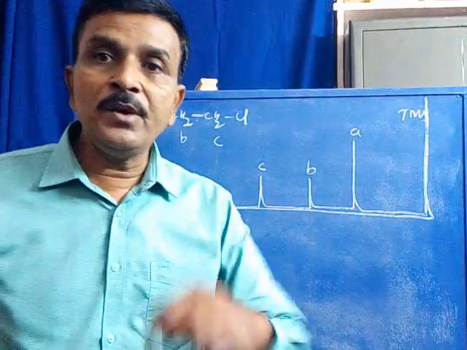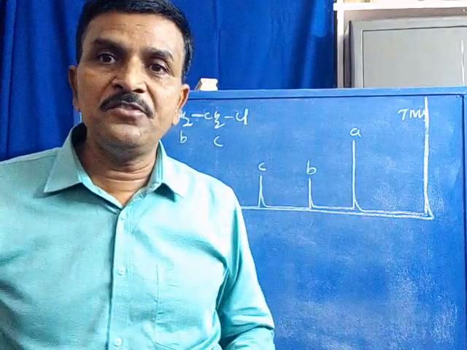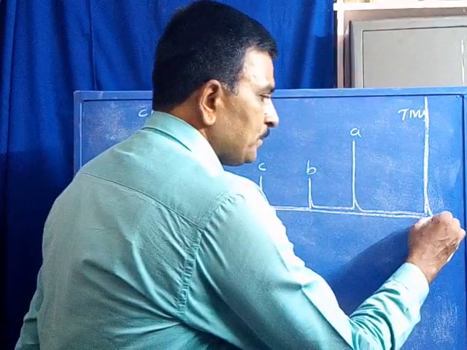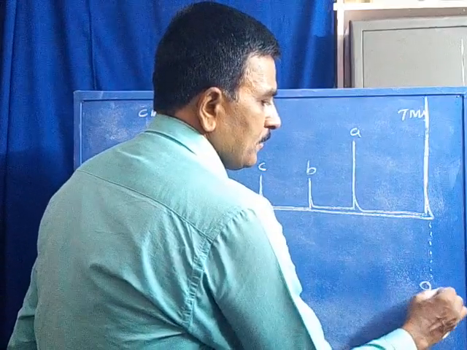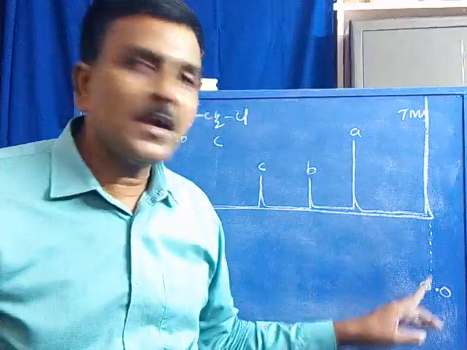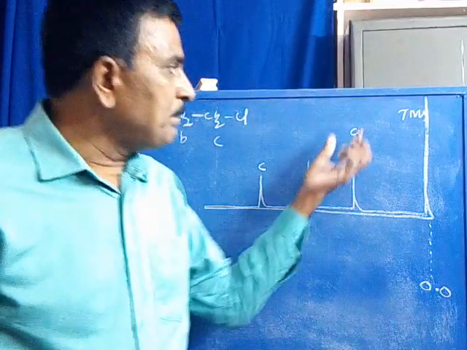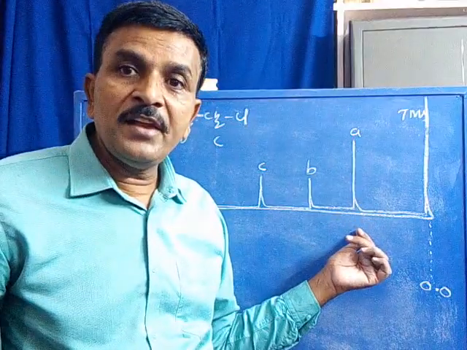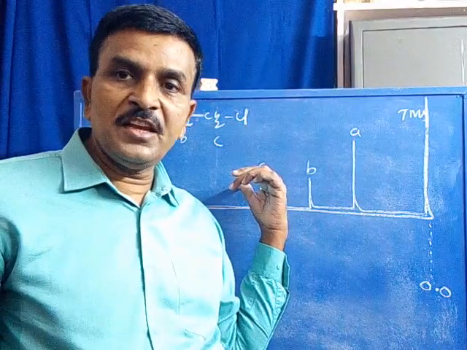TMS protons. We know the protons present in the TMS absorb energy at 0.0. So the energy absorbed by the TMS proton is 0.0. Later, by comparison, we don't know the absorption frequency of A, the absorption frequency of B and the absorption frequency of C.